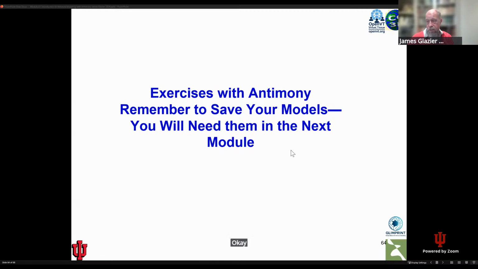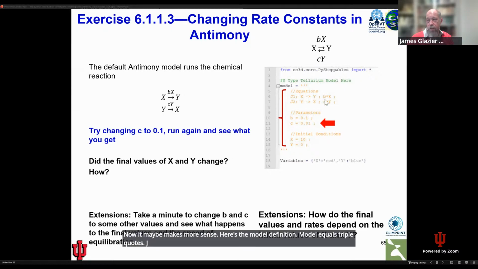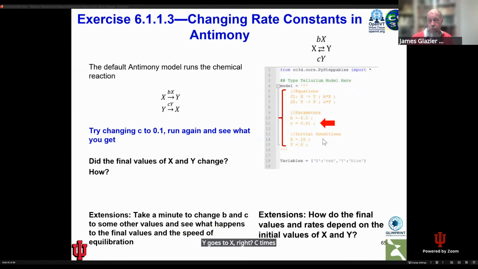Okay, now let's actually go and do some examples with a simple syntax. Remember the code that we just loaded. Let's open up that code, look at it. Now it maybe makes more sense. Here's the model definition. Model equals triple quotes. J1, X goes to X, Y, rate b times x. Y goes to X, rate c times y. Parameter definitions, initial condition definitions. Let's try changing parameter c equals 0.01 to 0.1. Run that and see what happens.